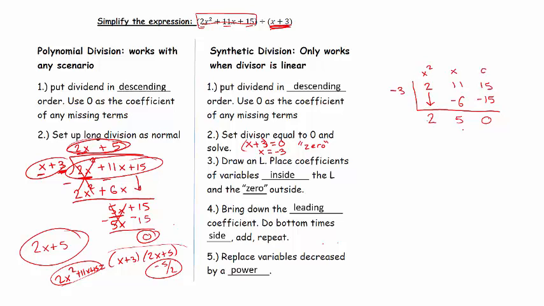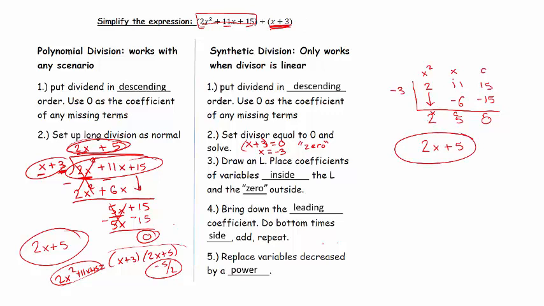Now, what you want to remember is that this was 2x squared, 11x, and the 15 was our constant. When you divide, you go down in value. So what was once x squared is now an x. And what was once an x is now a constant. And what was once a constant is now a remainder. So that means we're going to present our answer as 2x plus 5, and a remainder of 0, which means we don't have to write anything.